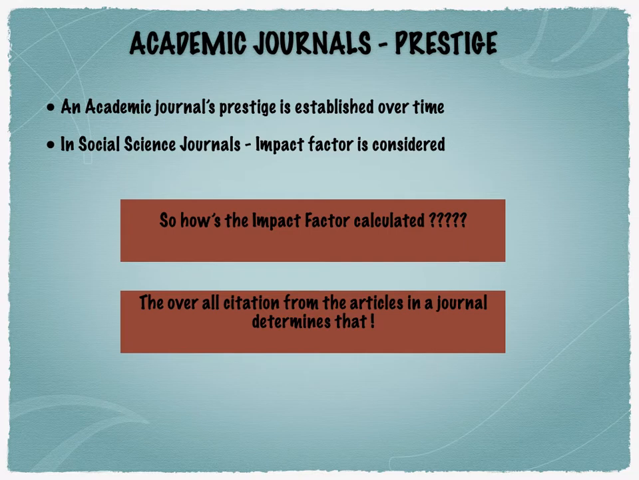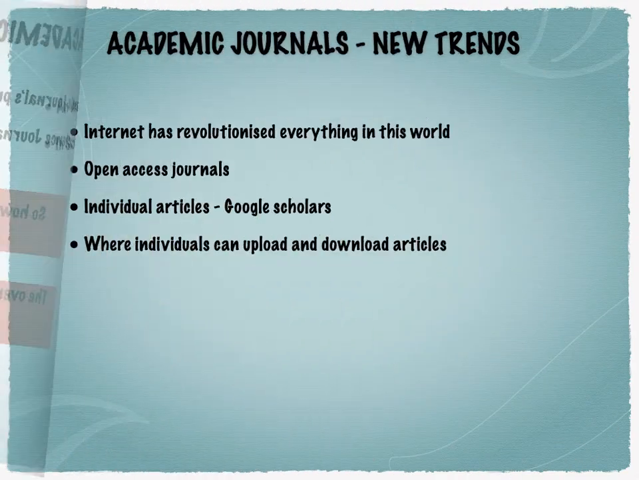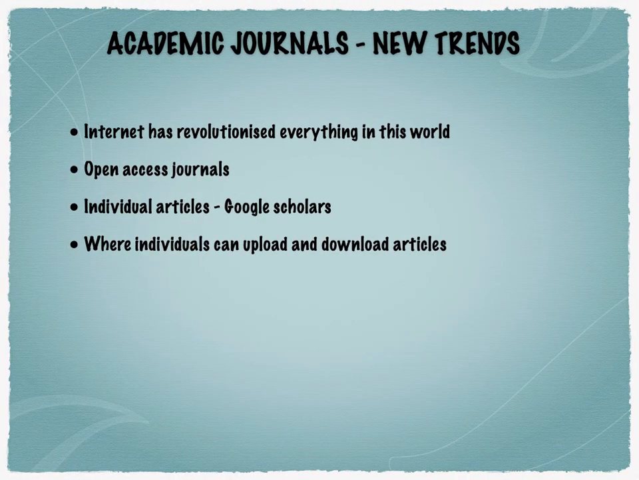Now, this impact factor comes in a value like 4.5, 5.5, 7.5, etc. So, if the impact factor is high, it means that this journal is used by a number of people. A number of people are actually looking at this journal, and that is why citation is increasing. So, coming to the next part, academic journals and new trends.